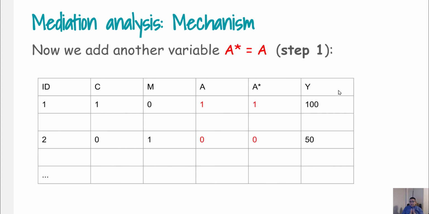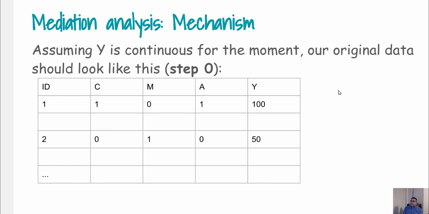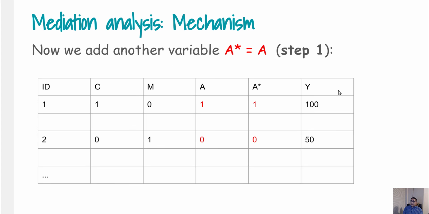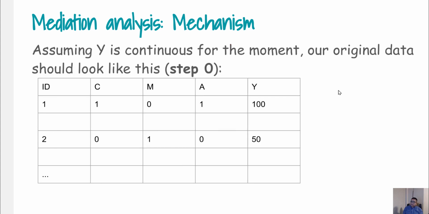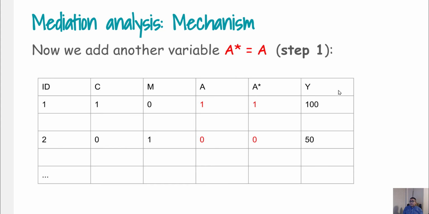Alright, now we are in step 1. See what is changing in step 1 from the previous slide: all of the variables are the same, but the only thing that is different here is that we are adding an A star variable, right? And how are we calculating this A star variable? We are basically copying whatever A values we had. We are just copying, nothing else. And this is our step 1.